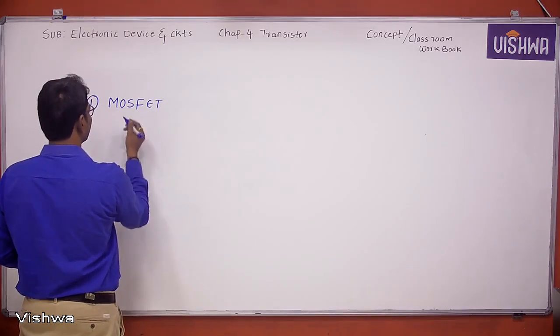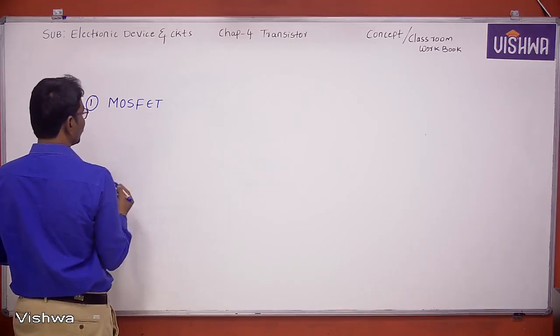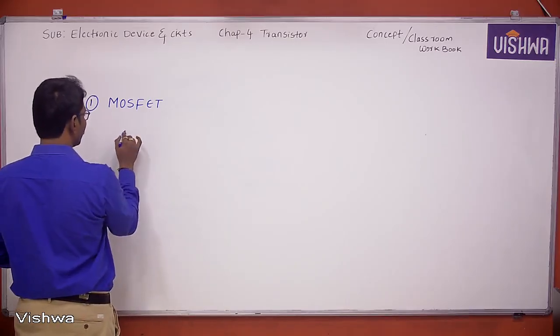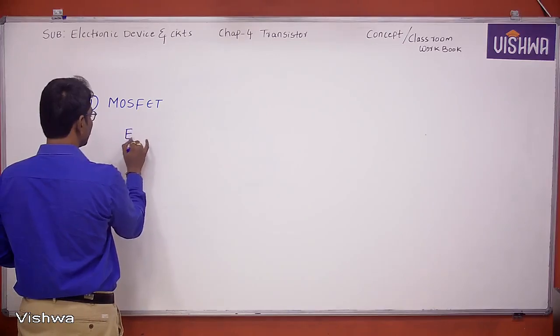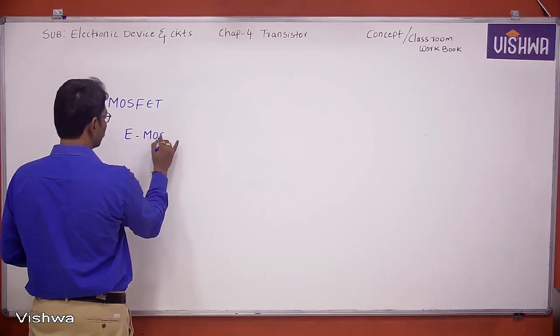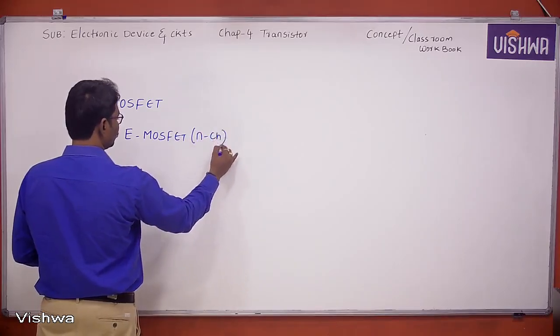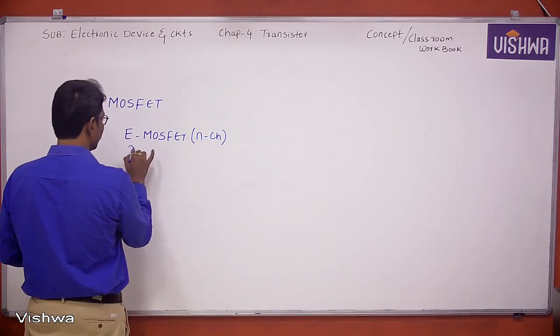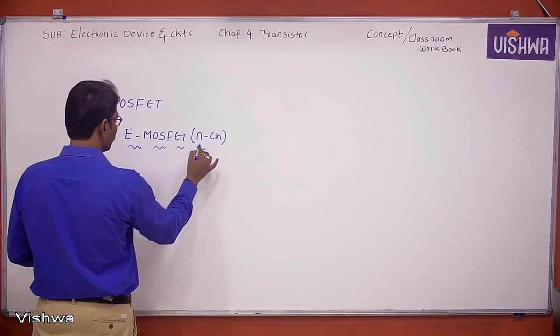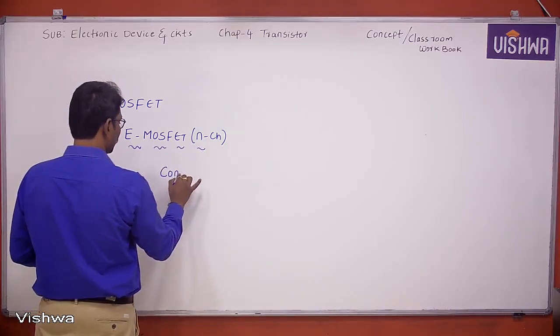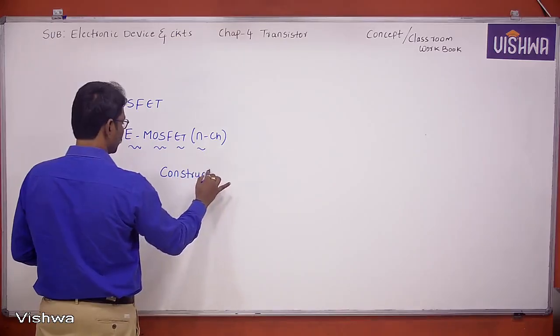So in MOSFET, I think I already told the two classifications. One is enhancement and another one is depletion, right? So first, I will start with E-MOSFET. Next heading: E-MOSFET N-channel, and one more heading here, construction.